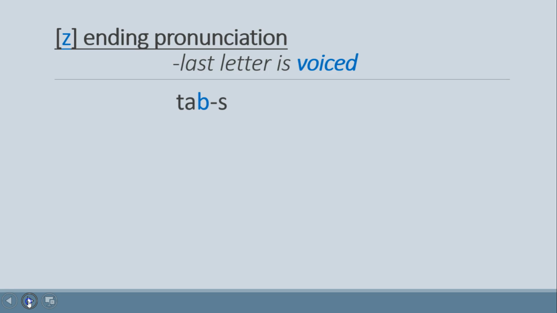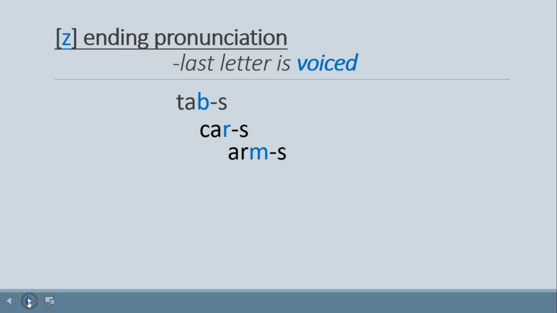Tab. So when the word finishes in a letter that is voiced, we add s to make plural, but this s pronunciation will change into a z. So we get tabs, tabs. Okay? Let's look at the word car. R is also voiced. By adding s to show many cars, this s will change into a z, although in writing it will still remain an s. So we get cars, cars.